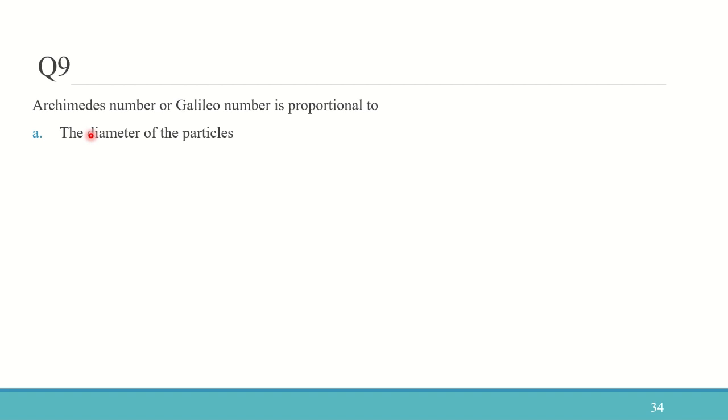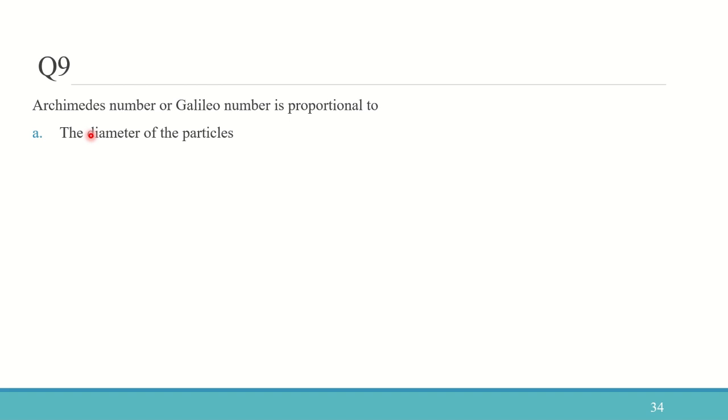So it is proportional to dp cube, I mean cube of the diameter of the particle, and relative density between the particles and the fluid, and the fluid density and the gravitational acceleration, and it is inversely proportional to the square of the viscosity of the fluid.